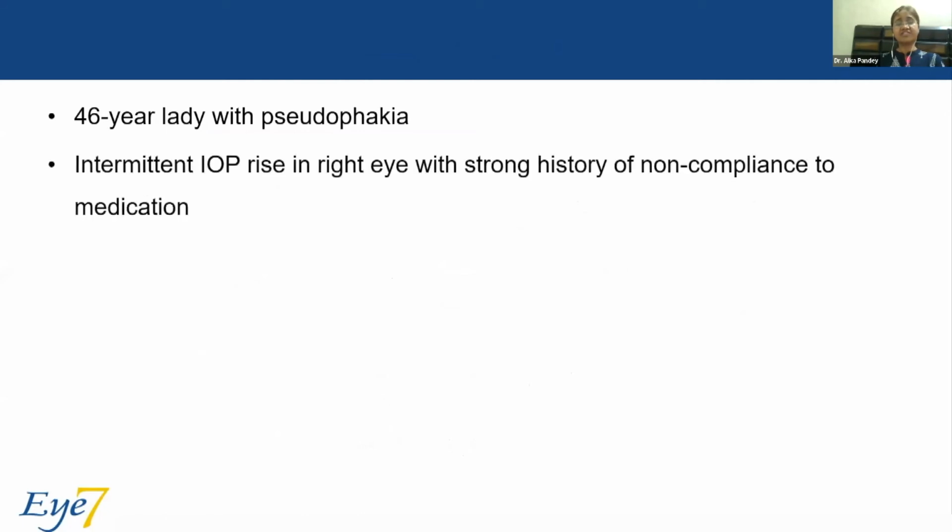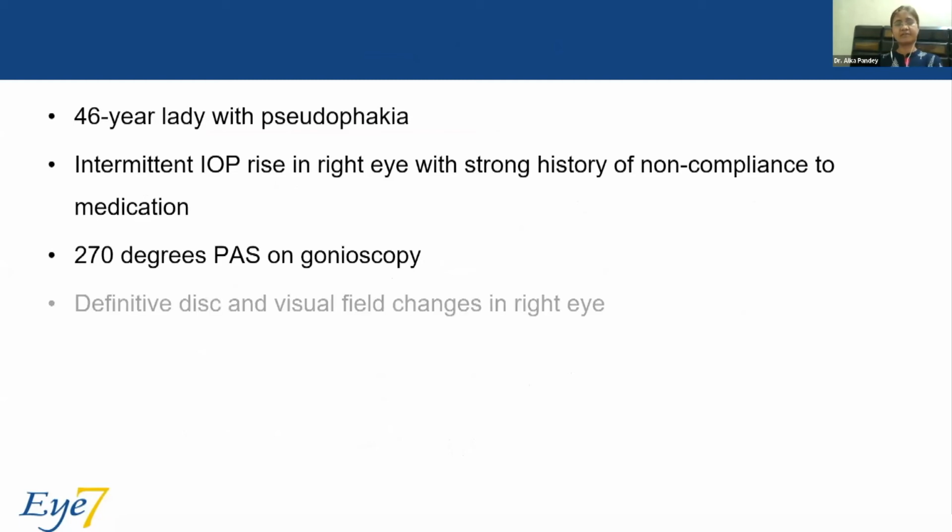So we have a 46-year-old lady here with pseudophakia. She has a history of intermittent IOP rise in her right eye, but a strong history of non-compliance to medication. She had 270 degrees of peripheral anterior synechiae on gonioscopy, and she has definitive disc and visual field changes.